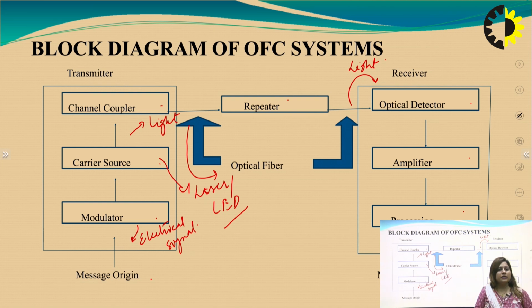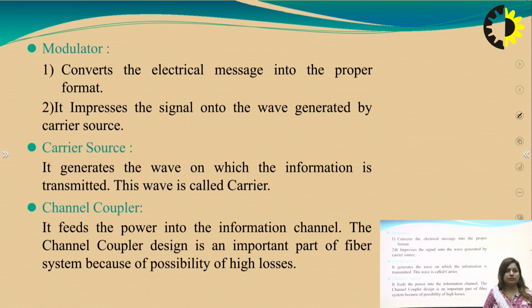Now the optical detector, what will it do? It will convert the light, or the optical signal, again into the electrical signal. So at this point, we will get an electrical signal. Now this electrical signal can be easily amplified, because in electrical we have different boxes. We can do amplification, we can do filtration and other things. After that we usually get our message output in the form which we have transmitted. So this is the overall block diagram of the optical fiber communication system.